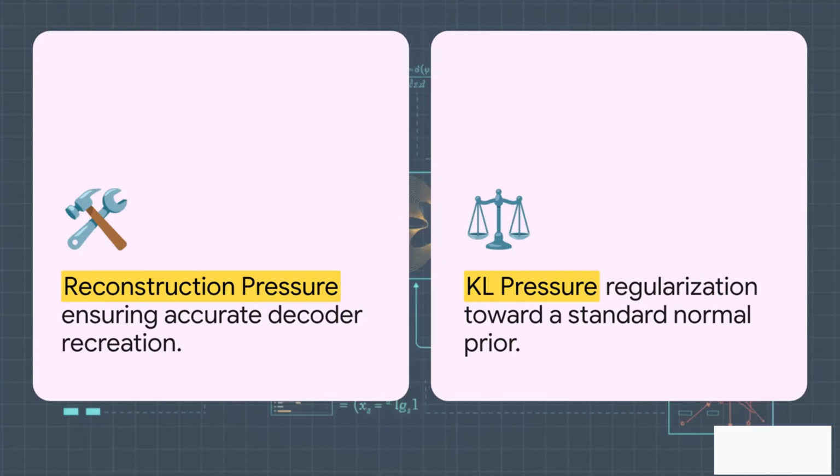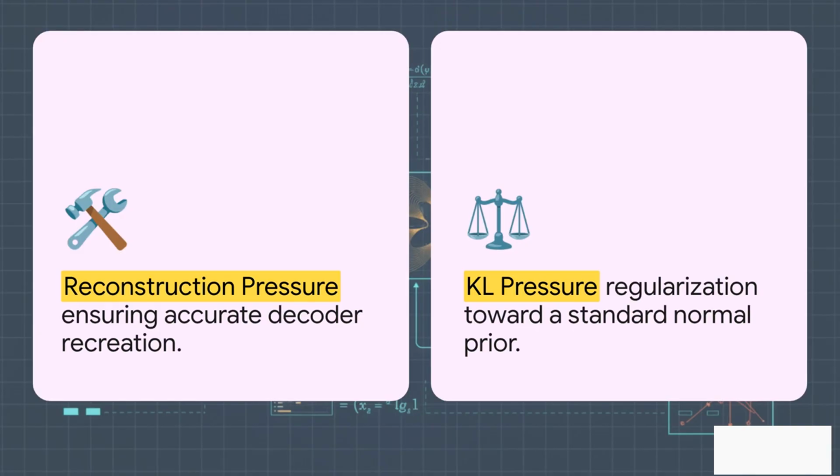So the VAE doesn't just have one goal, it actually has two, and they're managed by the evidence lower bound, or ELBO. I like to think of this as a two-ledger audit. On the left ledger, you have reconstruction pressure. The optimizer updates the network to ensure the decoder accurately recreates the input. Pretty straightforward.